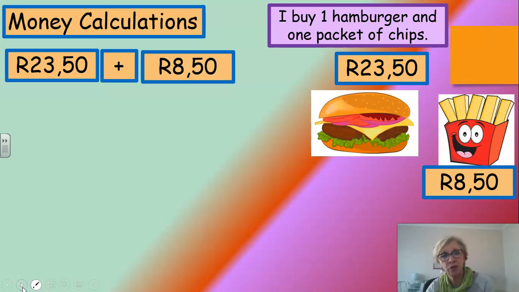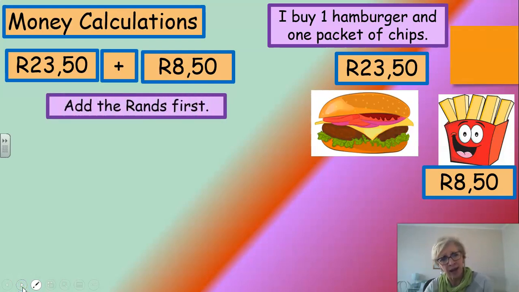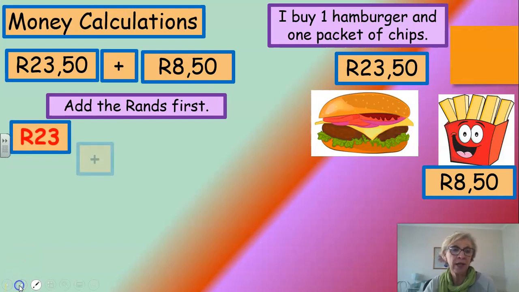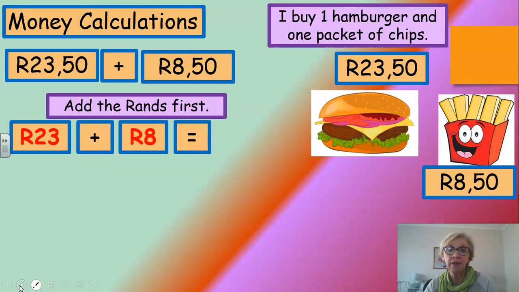So what I'm going to suggest is that you add the rands first. Now, how am I going to do that? Well, let's have a look and see. The rands are always in front of the comma, so 23 rand and 8 rand are your rands. The 50s are your two little 50 cent coins that you will add up later. So let's see how we do that. Well, 23 plus 8 is 31 rand. So we have added up our rands, but now we've got to add our cents.